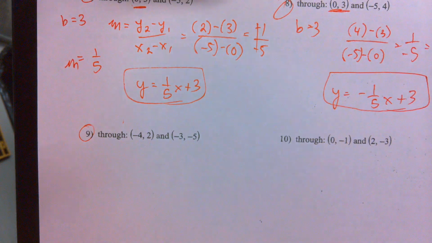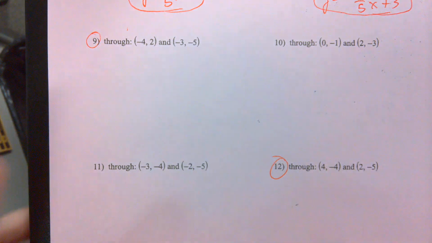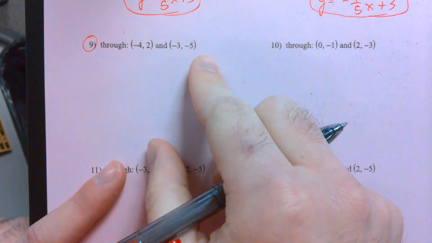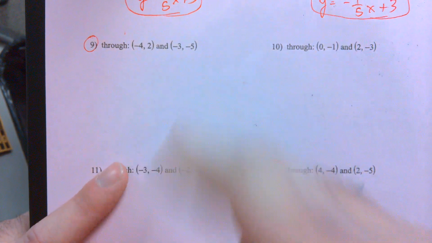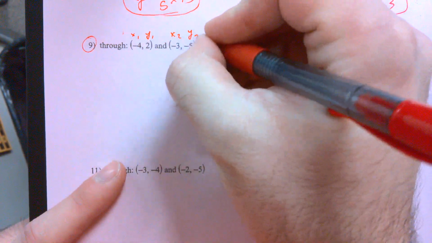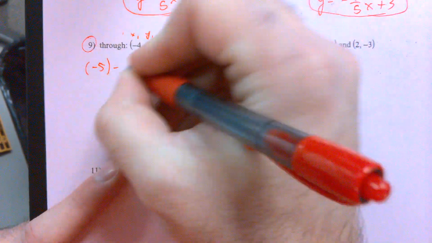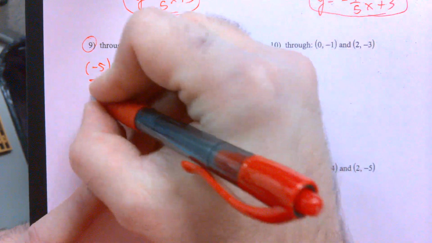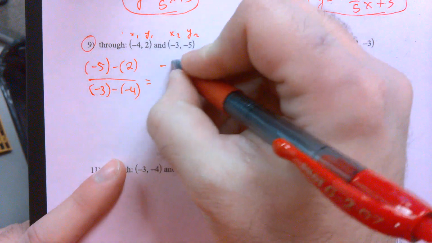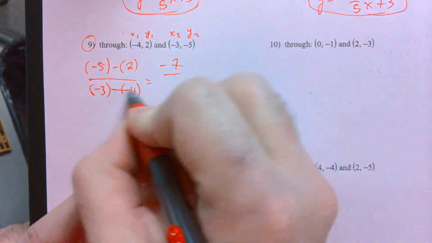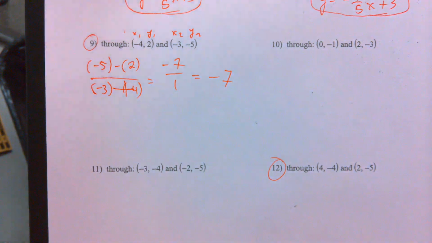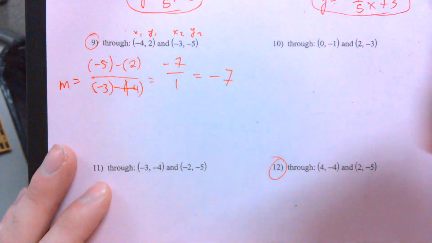Down to 9, and then we'll do 12, and we'll be good to go. Number 9, I don't get my y-intercept right away here, so we're going to have to find our slope first. x1, y1, x2, y2, negative 5 minus 2 over negative 3 minus negative 4 gives me negative 7. 2 minuses make a plus over 1. That's just negative 7. For my M.